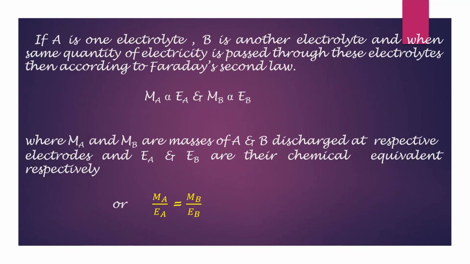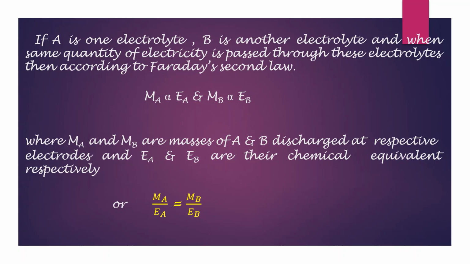If A is one electrolyte, B is another electrolyte, and the same quantity of electricity is passed through these electrolytes, then according to Faraday's second law of electrolysis, Ma is directly proportional to Ea and Mb is directly proportional to Eb. Where Ma is the mass of A discharged at the electrode and Mb is the mass of B discharged at the electrode, and Ea and Eb are their chemical equivalent masses.